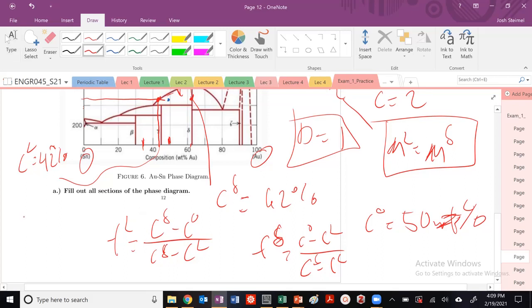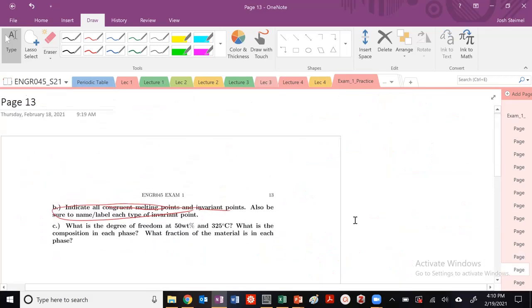Calculating it out, for the liquid this is 62 minus 50, so 12 divided by 20. For the solid, C naught is 50 minus 42, so 8 divided by 20. We can see that we're a little closer to the liquid, so our fraction of liquid will be larger, and that's reflected in our calculation here. So that is it. Don't be thrown off by your phase diagrams.